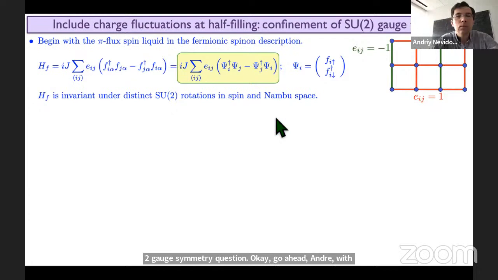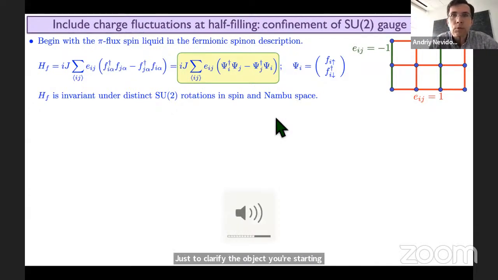Yes, Subir. Just to clarify, the object you're starting from, the spin, is an SU(2) object, right? It's SU(2) invariant. So what is the reason that when you use the CP1 bosonic representation, you end up with the U(1) gauge theory, but if you use the fermions, so pseudo-fermions, you end up with SU(2)?